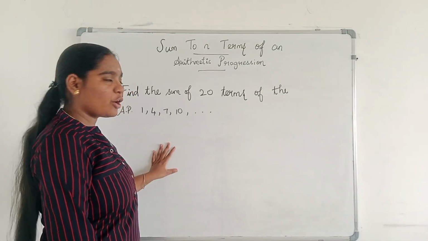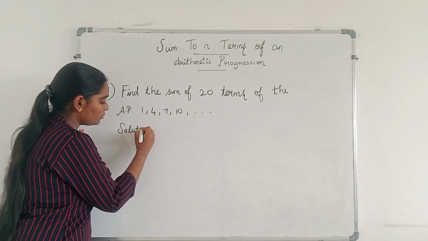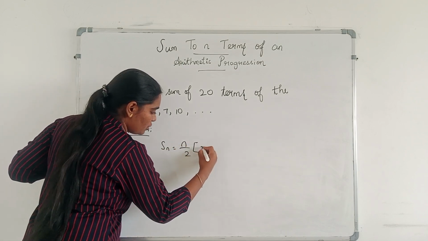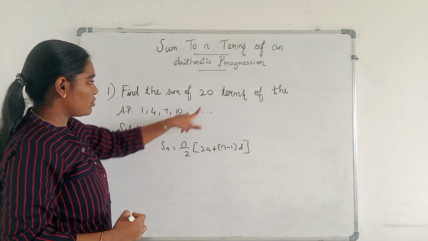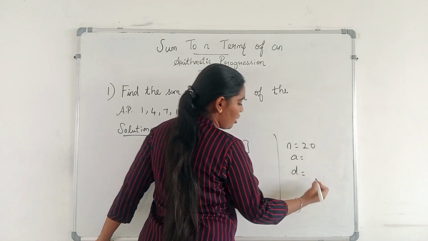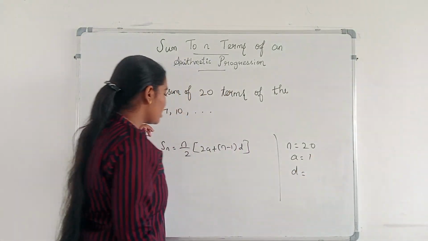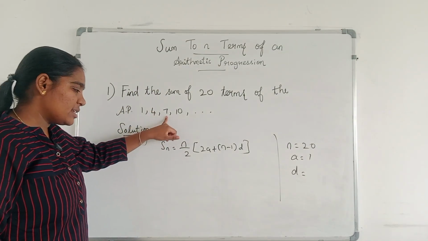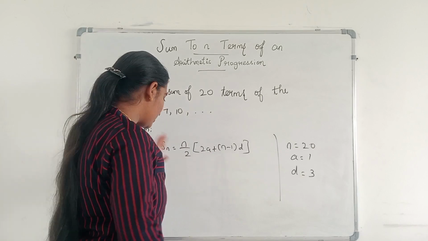In this problem, we are going to find the sum of 20 terms of this arithmetic progression. Solution: we know that our formula is Sn equal to n by 2 into 2a plus n minus 1 into d. Here, n denotes this 20, so n equal to 20. a is the first term and d is the common difference. The first term of this arithmetic progression is 1, so a is 1. Next, common difference: 4 minus 1, 3. 7 minus 4, 3. 10 minus 7, 3. So, common difference is 3. Finally, we can substitute these values in the given formula.